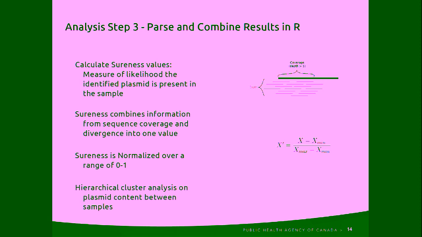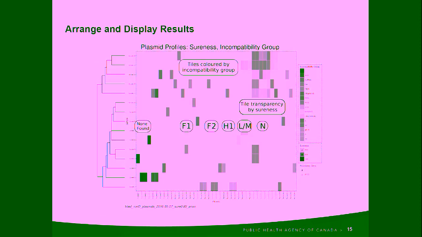Okay, here's what the package plasmid profiler actually does. We calculate a sureness value, which is a normalized measure of the difference between the coverage, so that's the entire length of the reference plasmid that's covered by the reads, and the divergence, so that's the difference between the sequence the reads give and the reference.